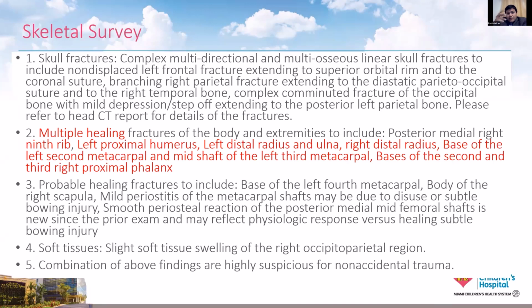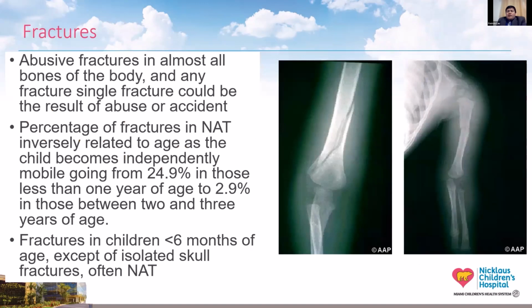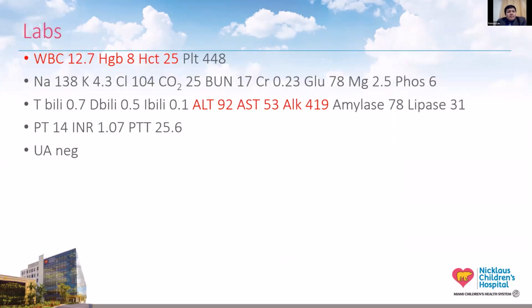This is the final report. And there were multiple fractures this time: 9th rib, left proximal humerus, left distal radius and ulna, right distal radius, base of the metacarpals, phalanx. And there were some other areas that looked like potential healing areas as well, but it was a little bit hard to identify at that point. So, like I mentioned, fractures tend to be specific for child abuse, and the younger they are, the more likely they can potentially mean non-accidental trauma.